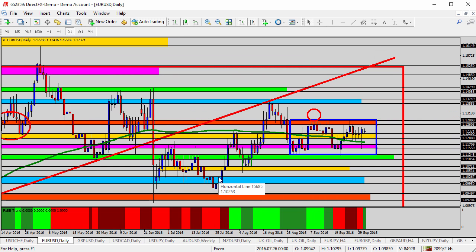Taking it over here to the euro dollar, similar situation we've seen over the past couple of weeks. Period of congestion. No significant trend here. We've seen it go up.